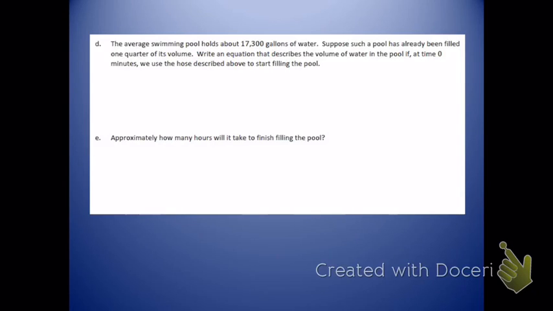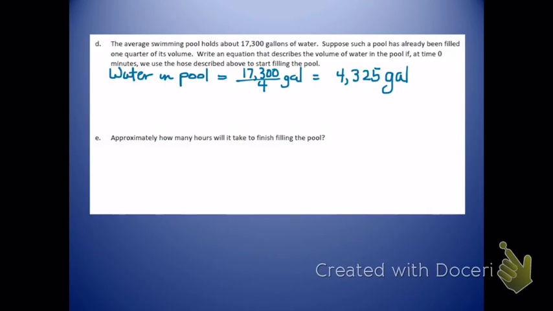Okay, in part D, we're given this swimming pool and told that the pool is already 1/4 full. We want to write an equation that describes the volume of water in the pool if at time 0, we use the hose described above, which had the rate of 4.4 gallons per minute, to start filling the pool. So it'll be useful to know how much water's in the pool. To find that, I'm going to take 17,300 and divide it by 4, and that gives me the number of gallons that are already in the pool.